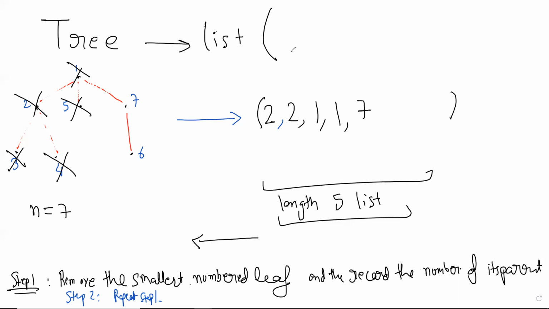For that, you have to show that this is not enough. This is not enough because it's just shown that for every tree there is a list. What if for some other tree also you get the same list? Right? So this is what we want to show.